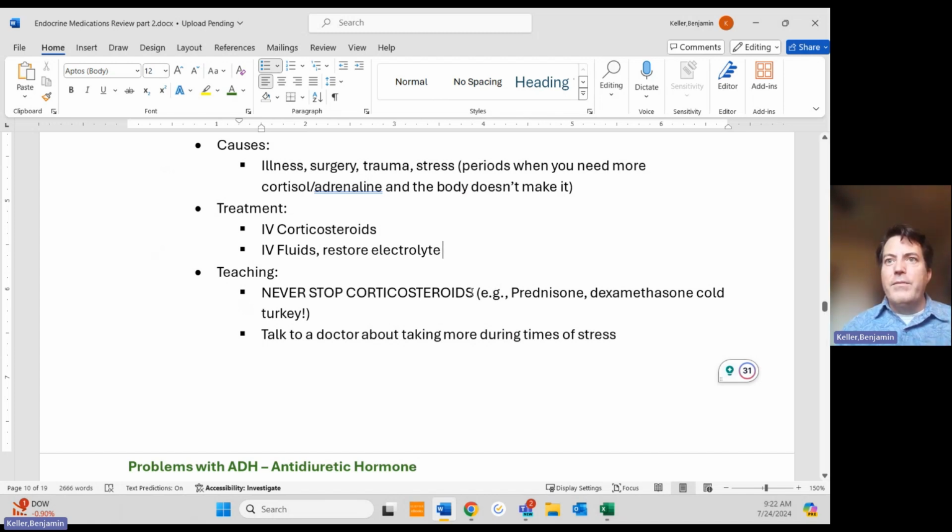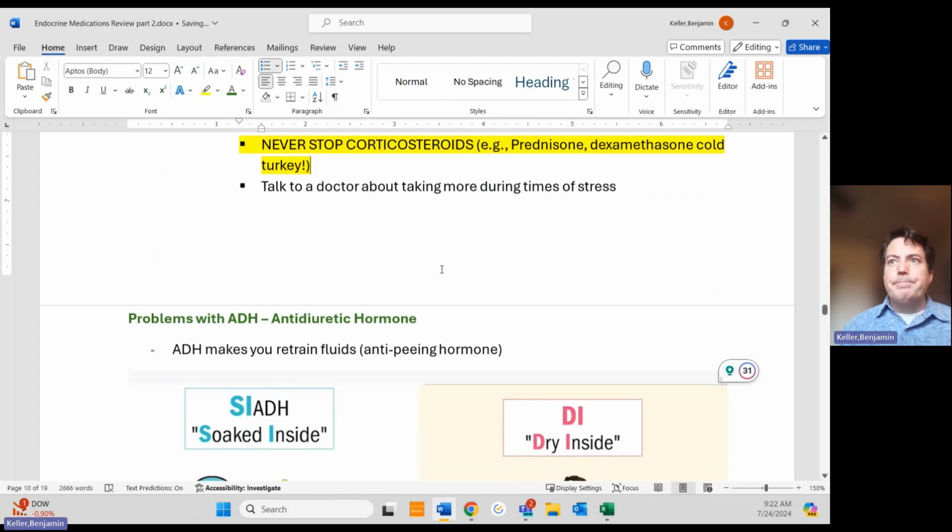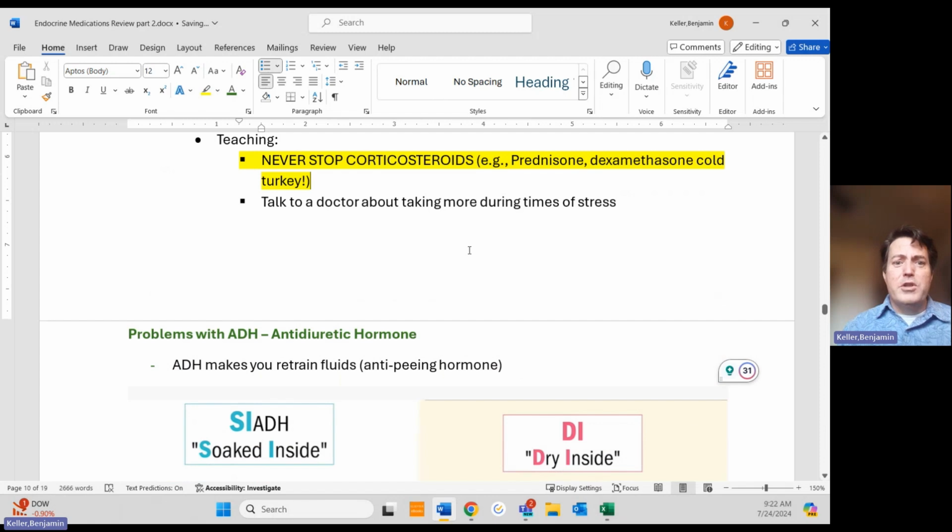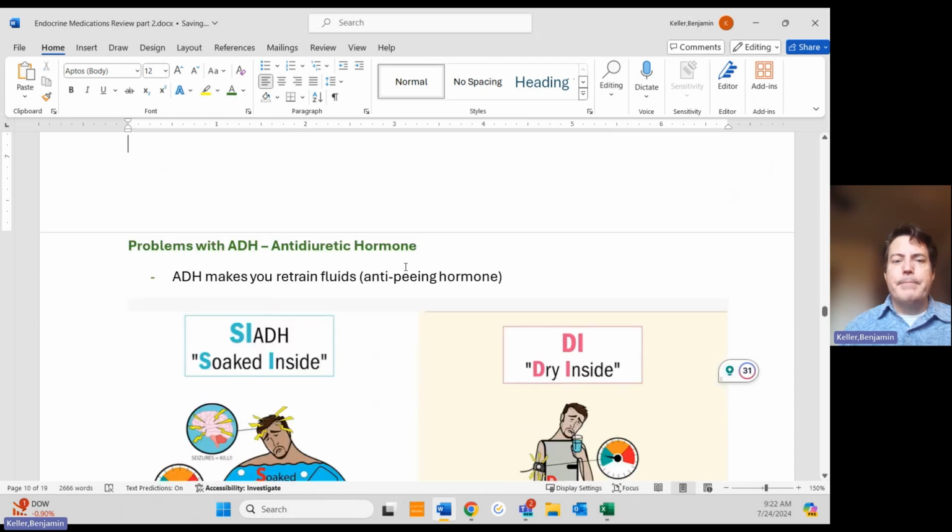So the teaching here is never stop corticosteroids cold turkey. Never. And if somebody's stressed and they need more cortisol, they might need to talk to their doctors during times of stress.